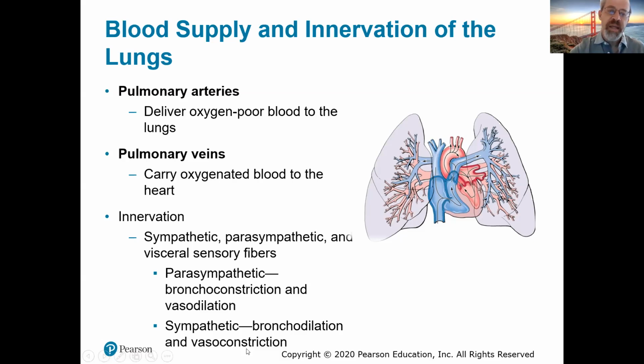Sympathetic: bronchodilation and vasoconstriction, again raising blood pressure and increasing airflow. A good clinical example of this is the drug called albuterol, which mimics the effects of norepinephrine and causes the bronchioles to dilate for those people who have asthma, since they're going through a bronchospasm.